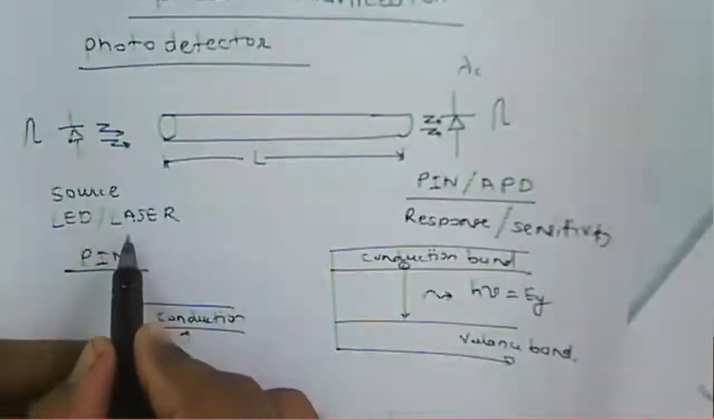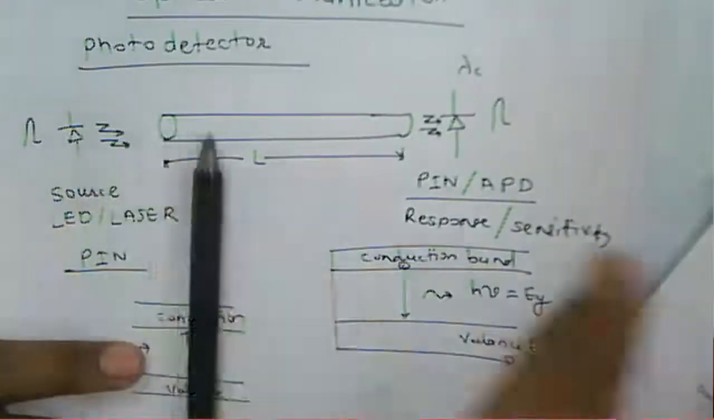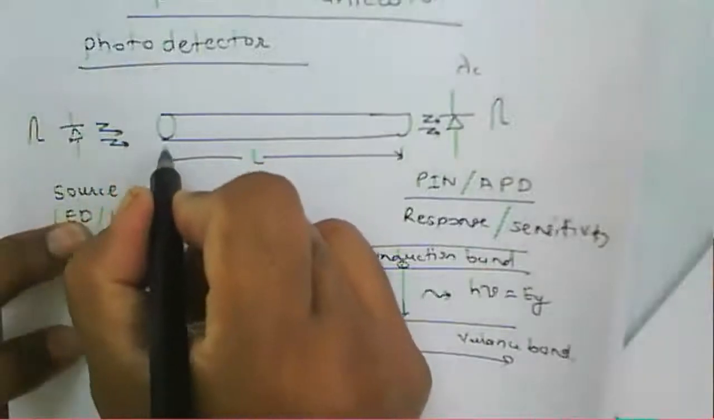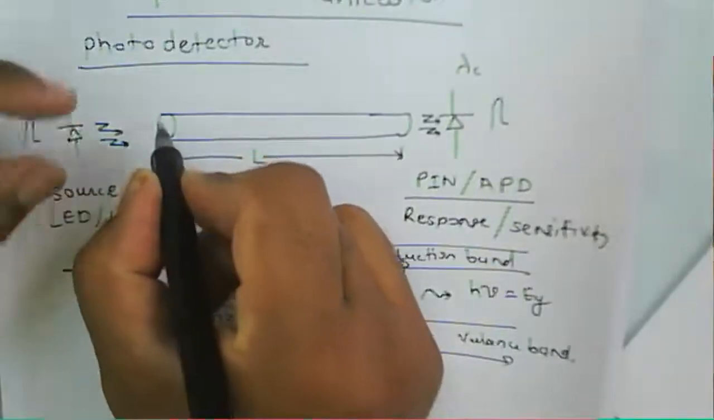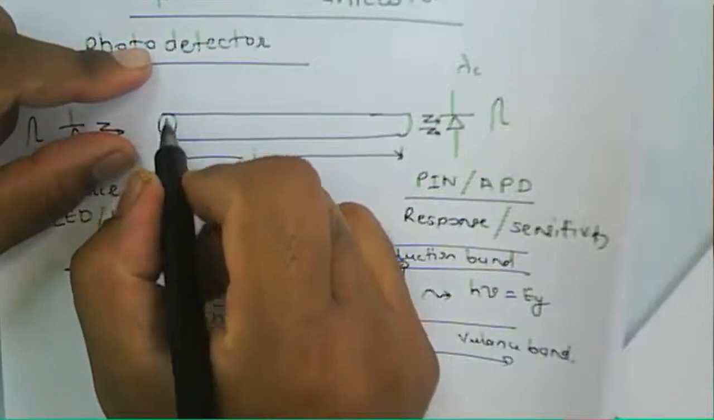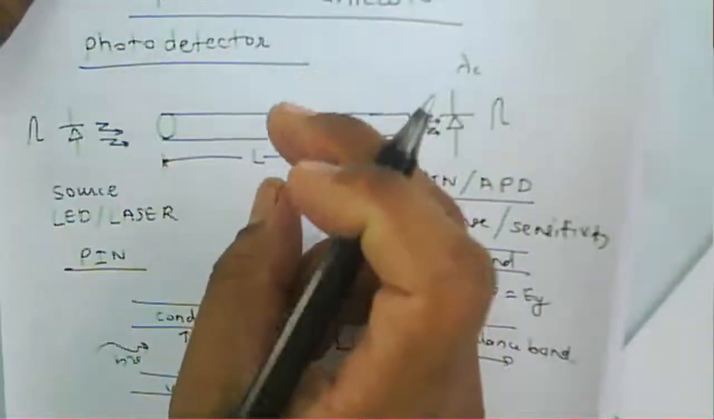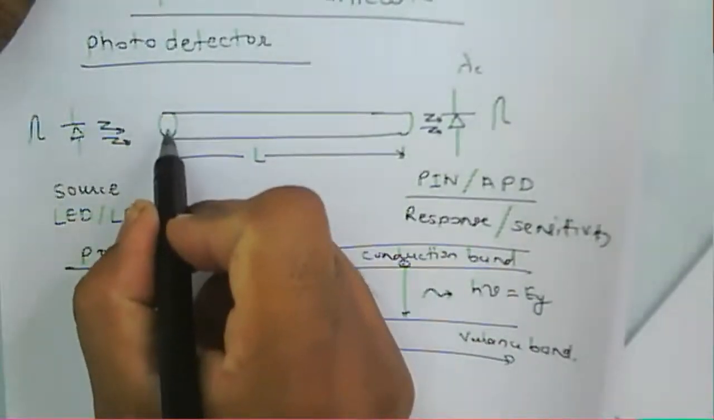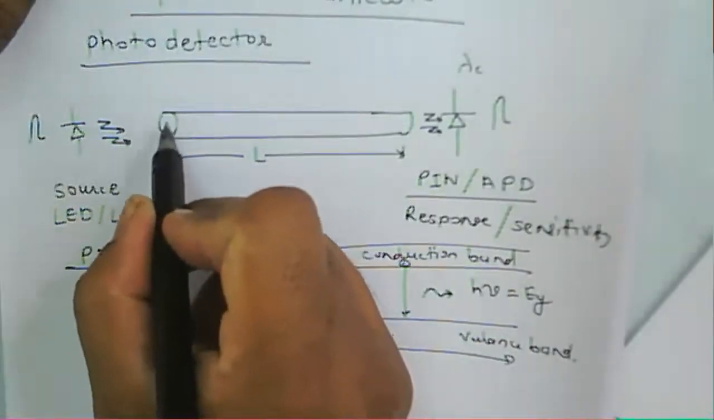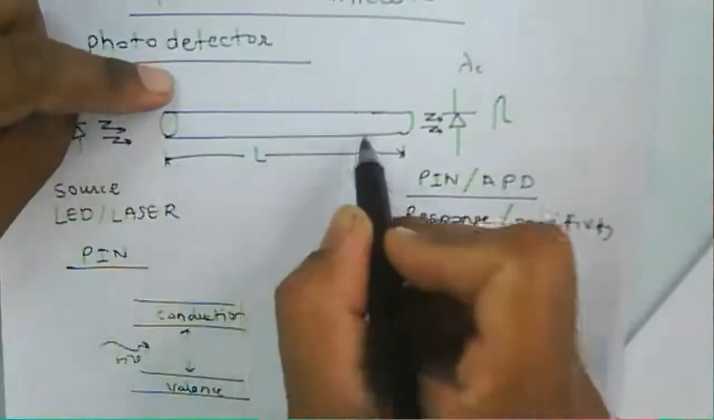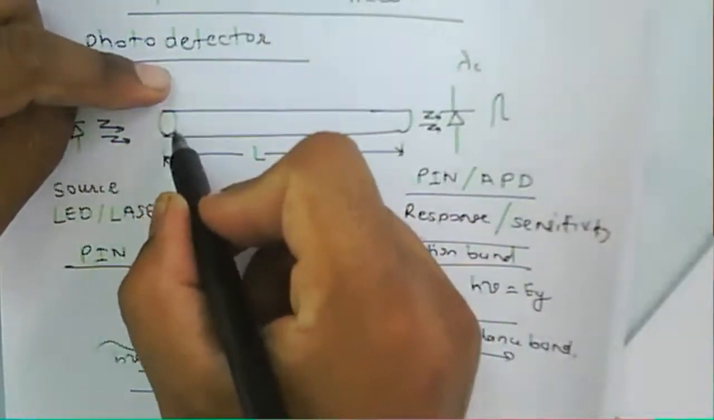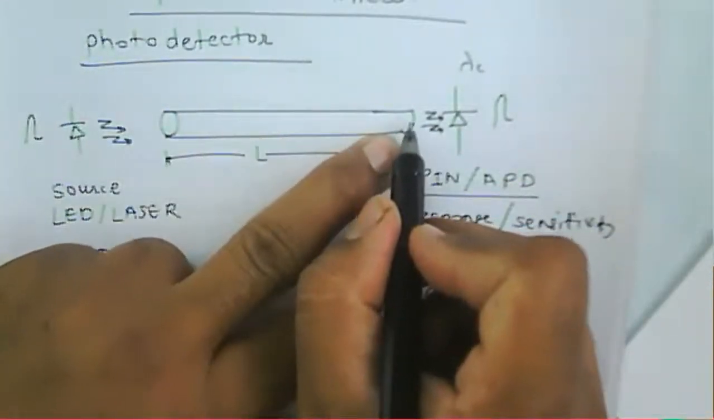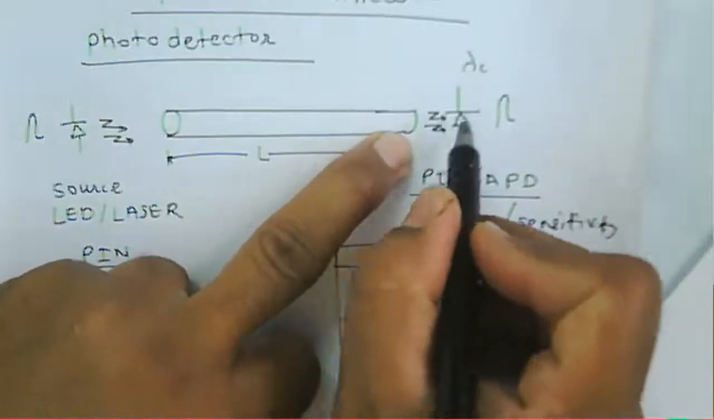If we are using an LED, the light emitting diode, the fiber has a large core size because it has a large spectral width. But if you consider a laser, it has a narrow beam, a narrow spectrum. So in that case the core of the fiber is small. Similarly, the light emitting from that small core size is to be detected by this detector.